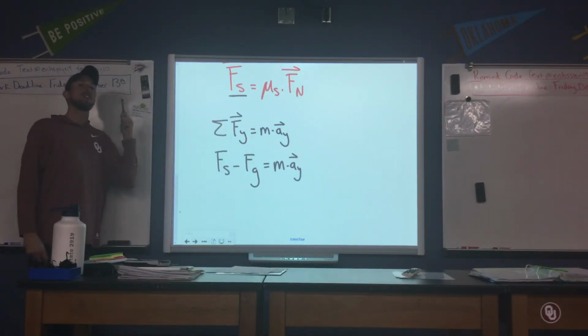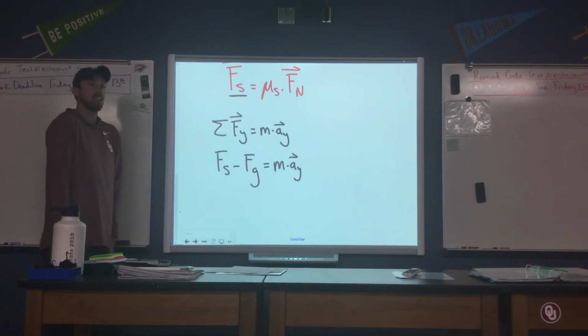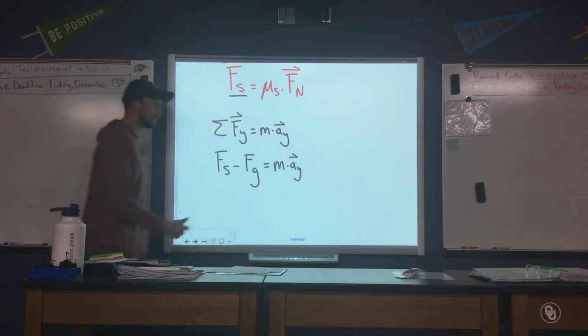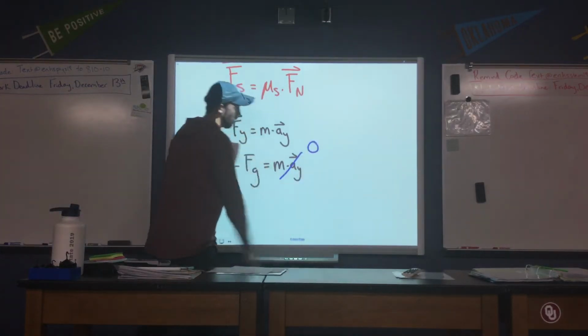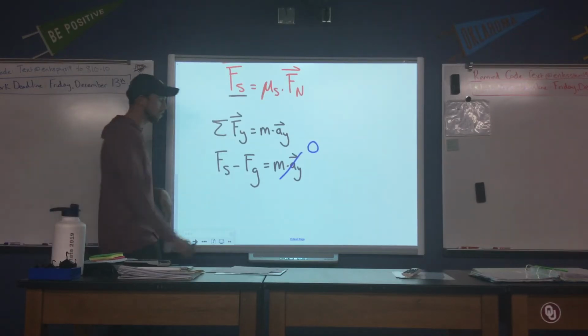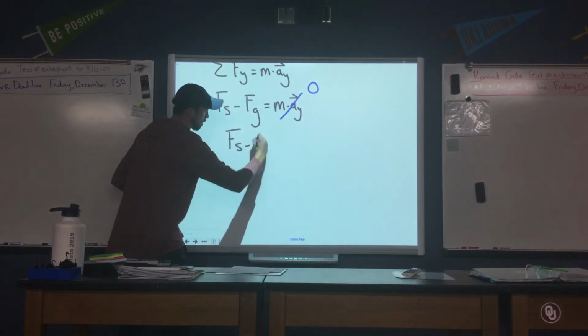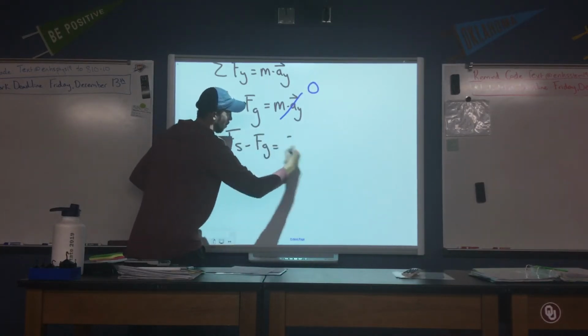But remember, the ride is going to be designed to prevent you from sliding. So if you stay stationary, what is your acceleration? Hopefully we can identify that as 0. And any value times 0 is going to give us the result of 0. So now we'll have an equation that looks like this. Fs minus Fg equals 0.